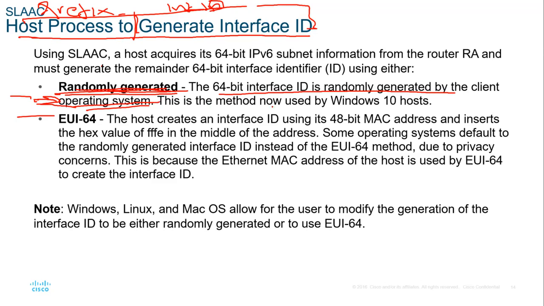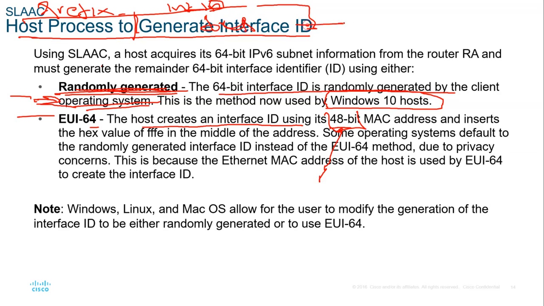So it depends on the method used by the operating system. If it is Windows 10, then you expect that it supports that. Then we have Extended Unique Identifier 64. The host creates an interface ID using the MAC address. So here we're going to use the MAC address to generate the 64-bit interface ID.